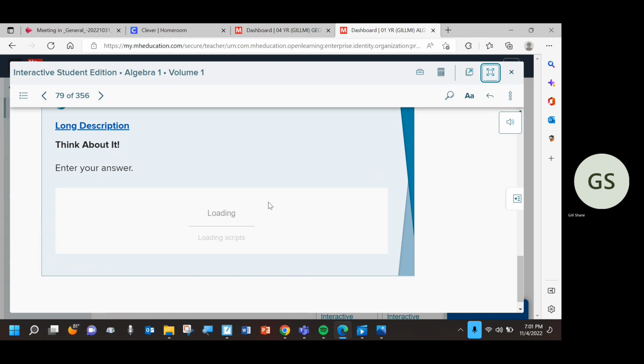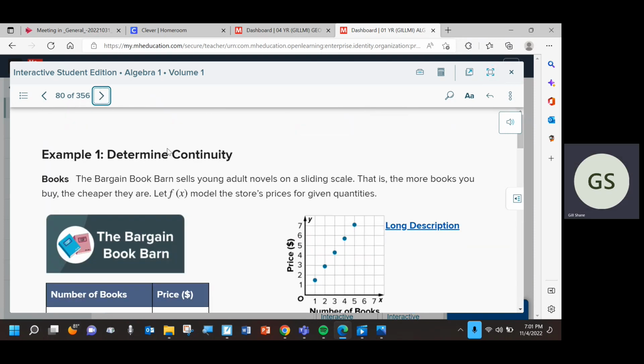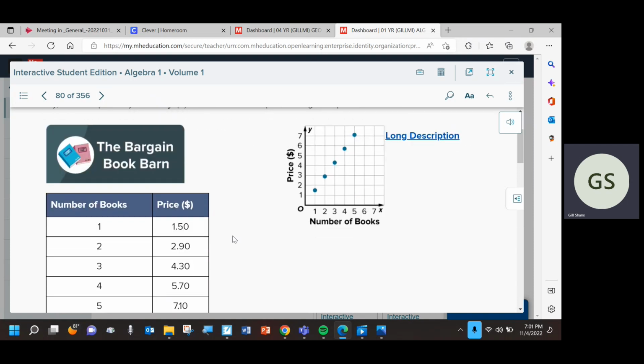So I think that's everything on that page. So the other thing that we did is we talked about nonlinear or linear.